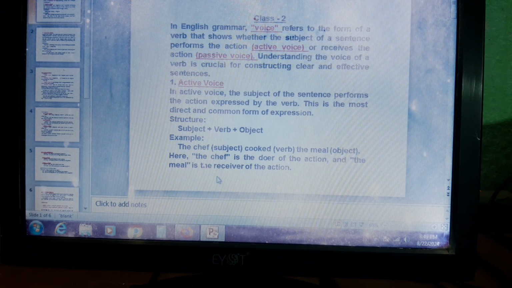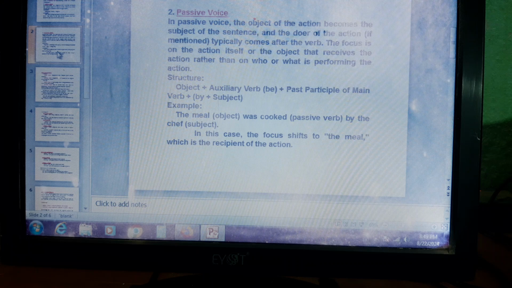Now I am going to the next slide. Please follow. What is the passive voice? In passive voice, the object of the action becomes the subject of the sentence and the doer of the action, if mentioned, typically comes after the verb. The focus is on the action itself or the object that receives the action rather than on who or what is performing the action.